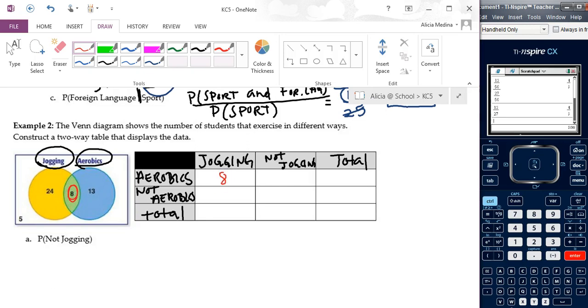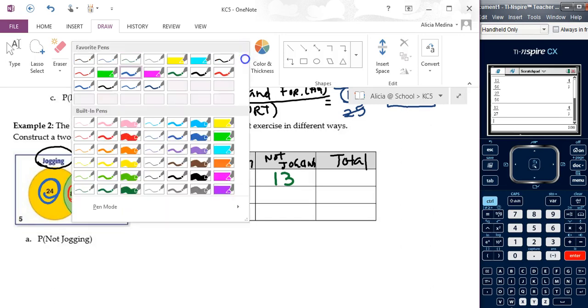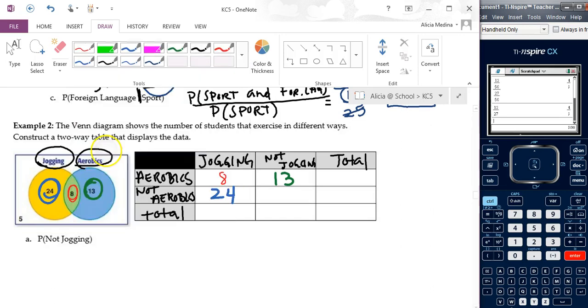So this is going to be my 8. Then I want to look at the people that are doing aerobics, but they're not jogging. So this is only going to be in that blue part right here. So the people that are only doing aerobics and not jogging are going to be 13. The people that are jogging, but they are not doing aerobics, are going to be 24. And lastly, the people that aren't jogging or doing aerobics is 5.